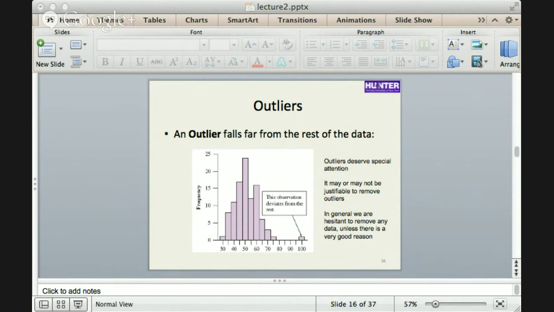Anyone have an idea of what the bias would be if you estimated the variance from a sample and divided by n instead of n minus 1?